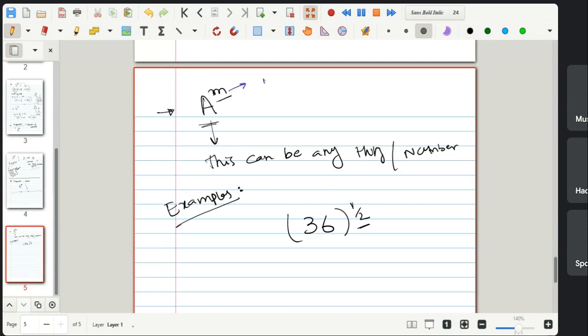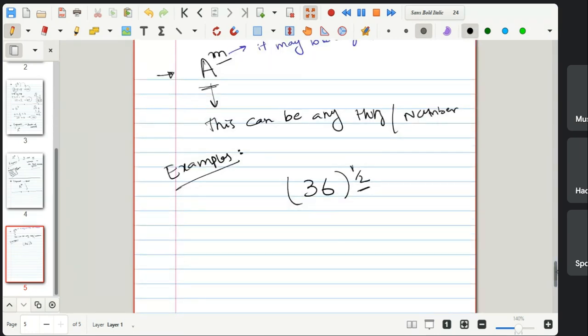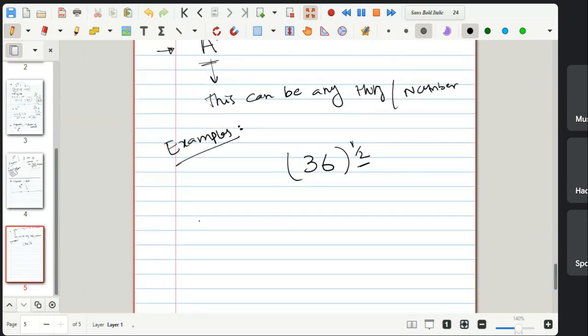Okay, it may include any real number, and the main logic or trick is this. It can be any number. So this is also the power. Let me write here again, 36 power 1 by 2. This is actually the A, and this thing is representing A and this is representing M.